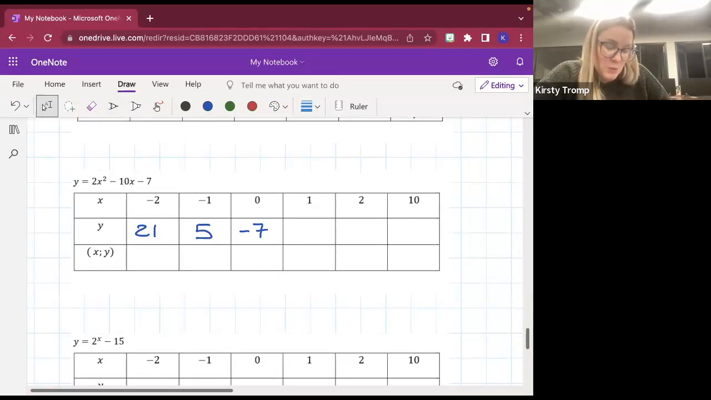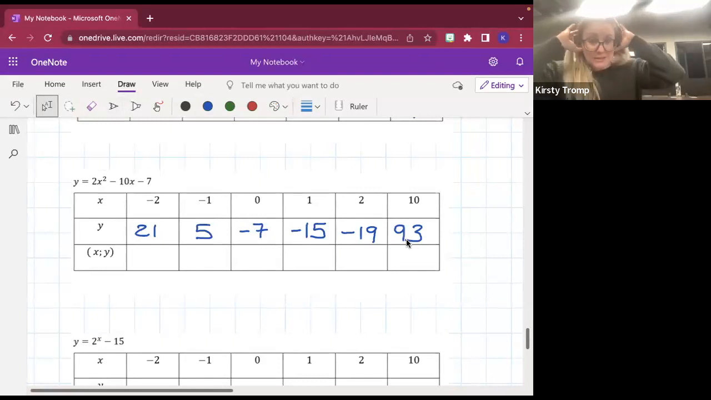When x is 1, what will y be, everybody? When x is equal to 1, y will be -15. When x is equal to 2, what do you get as y? I'm seeing people telling me -19. And finally, when x is equal to 10, what will y be? When x is equal to 10, you get 93.